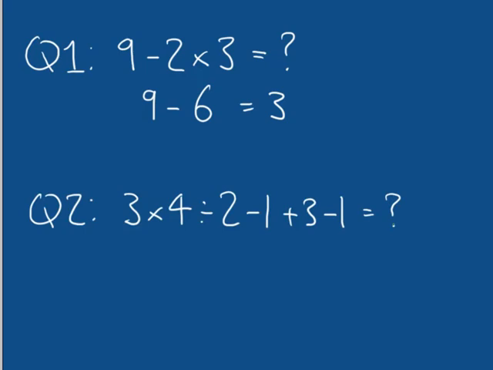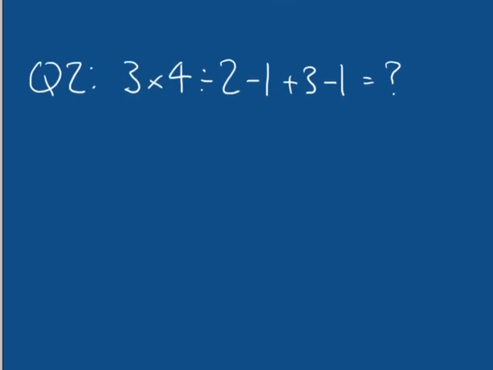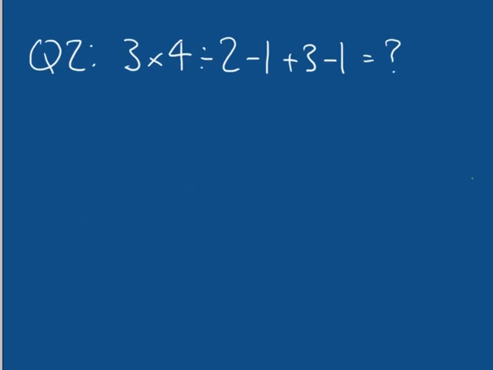Okay, welcome back everyone. So question 2, a little bit more complicated, but if we remember our order of operations, it's still very simple to work out. So let's look at the operations we have in this equation. We've got a multiply, a divide, we've got addition, and we've got subtraction. So we have 4 different operations.